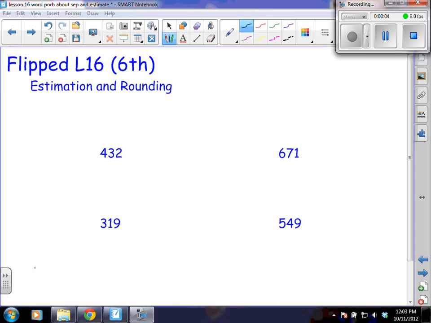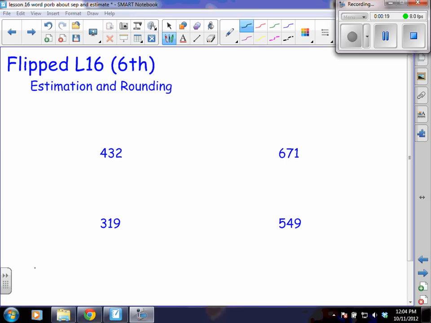This is Flip Lesson 16 for the 6th grade. Today we're looking at estimation and rounding. Hopefully a pretty simple concept, but one that can often be confused.